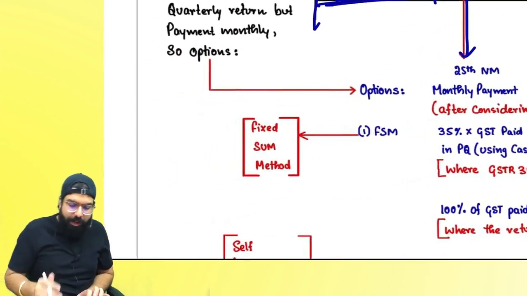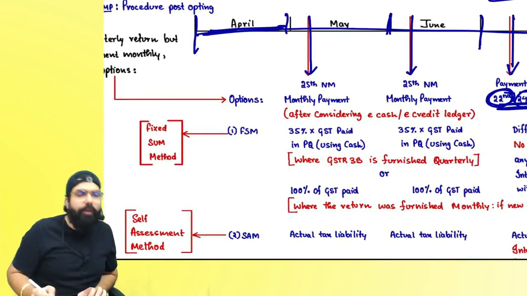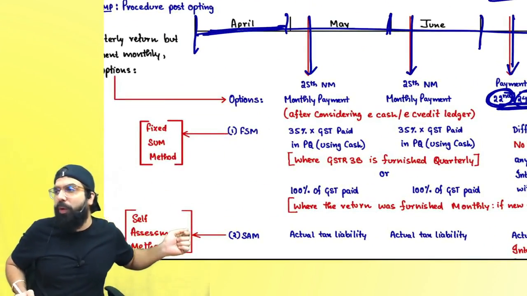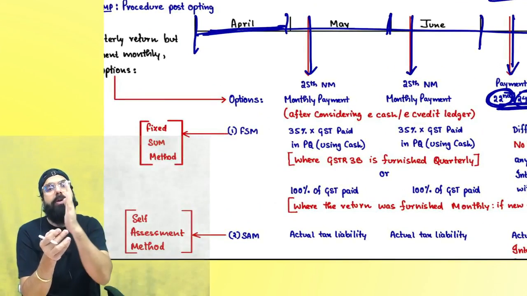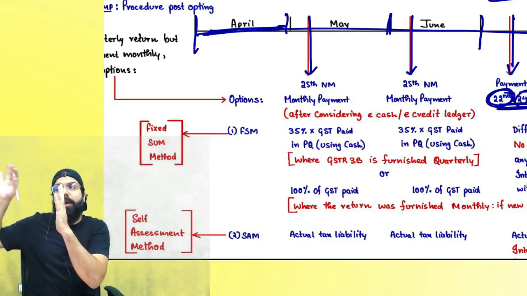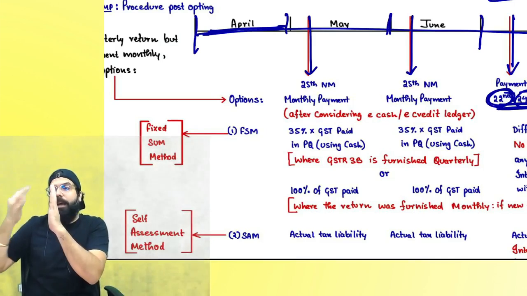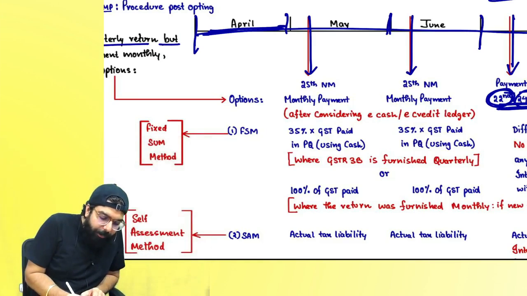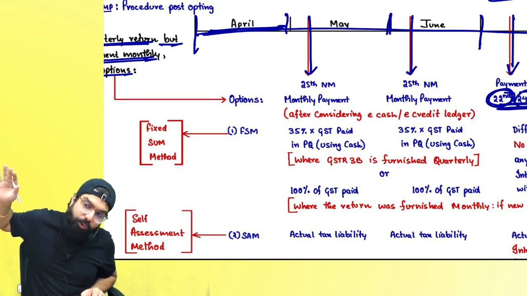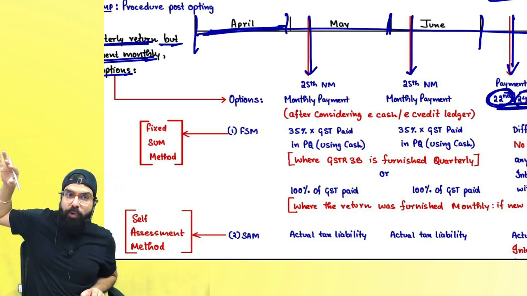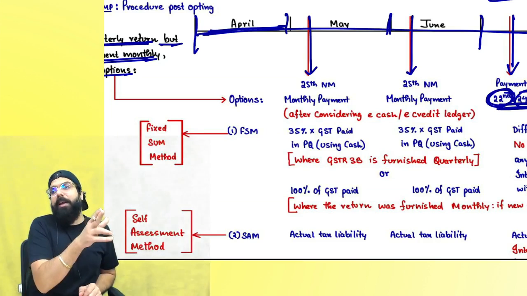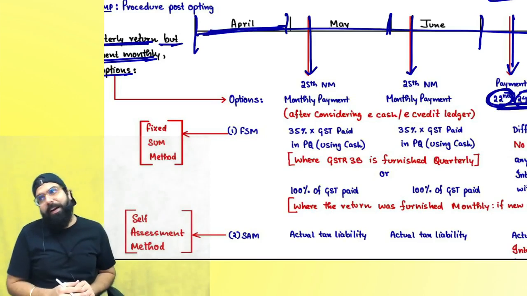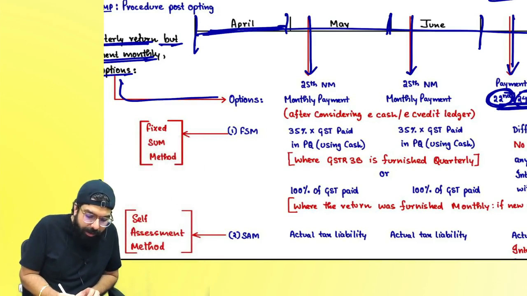Are we clear, everyone? Sir, how do I make the payment? Because when I am going to file my return quarterly, I will do the calculation also quarterly. So the government told, for an example, for the April, May, June quarter, if you had opted for quarterly return but monthly payment in the previous quarter, then whatever you had paid in the previous quarter using your cash, of that 35% has to be paid in the first month, 35% for the second month, and the balance has to be paid later. Right, everyone? So they have given you two options.